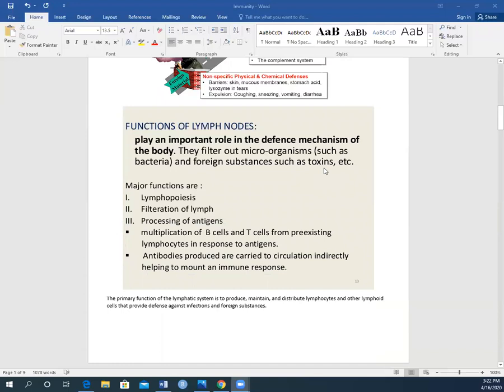So now let's talk about the lymphatic system. The primary function of the lymphatic system is to produce, maintain, and distribute lymphocytes and other lymphoid cells that promote defense against infections and foreign substances. And the function of your lymph nodes is to filter the lymph and trap those bacteria and viruses in that lymph node where there are a lot of lymphocytic cells that can attack that foreign body and produce antibodies to kill the bacteria.